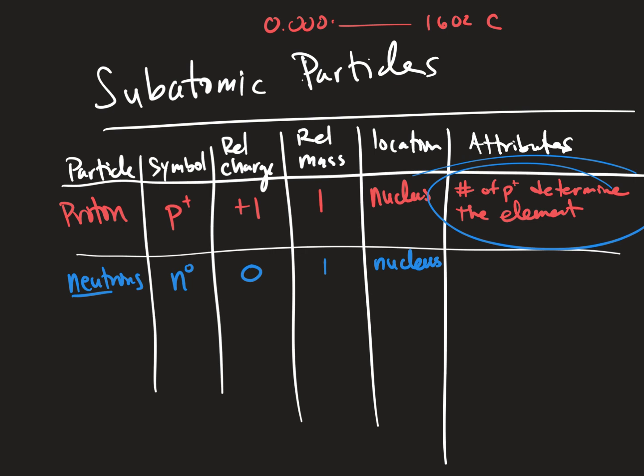In the nucleus of an atom. That's most of the mass. Almost all of it. Okay? And what are the attributes? What did the number of neutrons tell us? It was on the quiz.